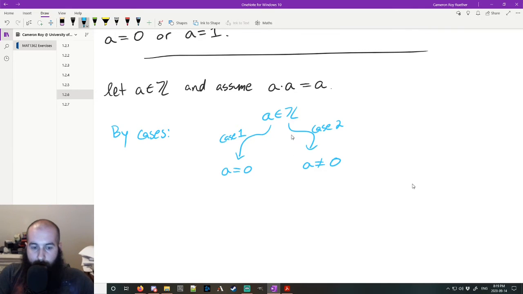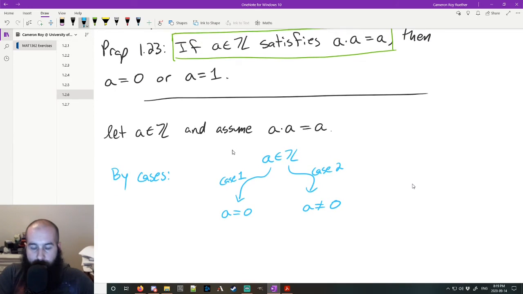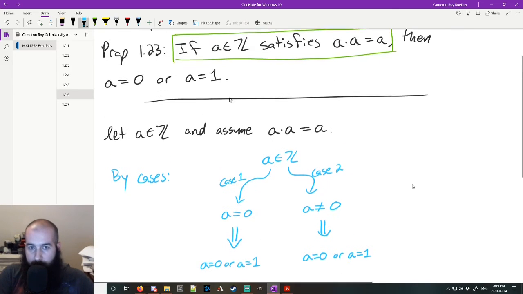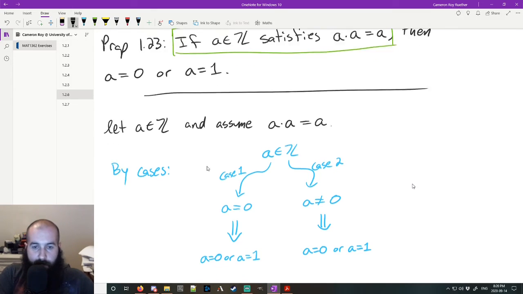And to prove in each case, we want to show the same conclusion. So we want this to imply that a is equal to 0 or a is equal to 1, and we want this to imply that a is equal to 0 or a is equal to 1. If each case coming from your starting point proves the same thing, then the starting point proves the thing, which is what we want to do. So this is kind of a depiction of our strategy.